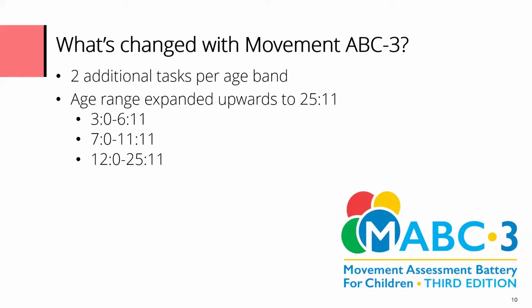And although the tasks are different at each age range, there was really a conscious effort in the Movement ABC-3 to provide more continuity in the tasks from one age band to the next. So, for example, in the previous version, age band 1 was the only age band which included a bead threading task. Now, in the new version, each age band has a bead threading task, but importantly, the beads become smaller as age increases, making the task more sensitive to developmental and age-related abilities.